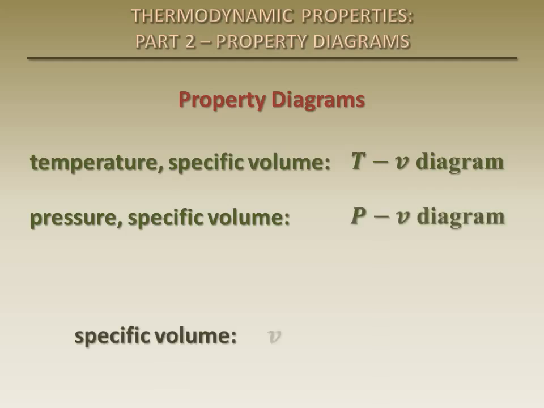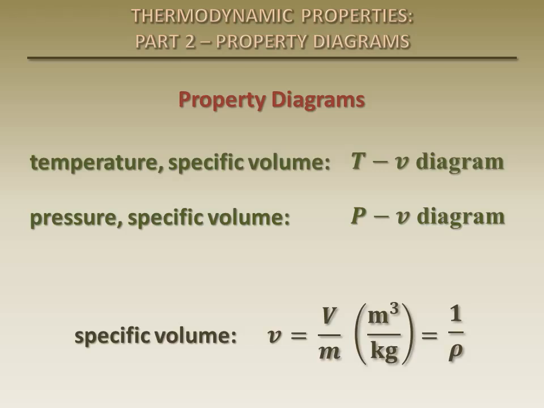Recall that specific volume is simply the volume of a substance divided by its mass. Its units are meters cubed per kilogram. Note that specific volume is simply equal to the inverse of the density.